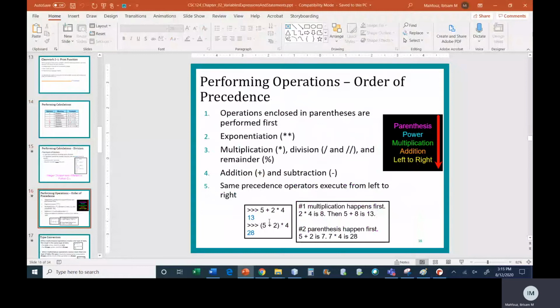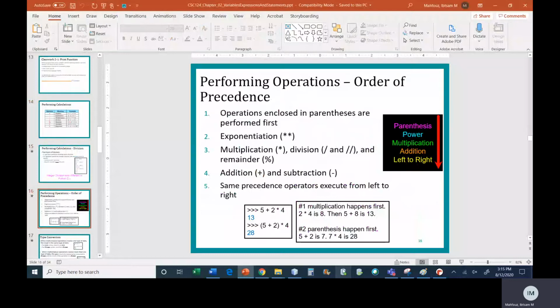So here, let's look at 5 plus 2 times 4. Here we have 5 plus 2 times 4, so the multiplication will happen first. So 2 times 4 gives me 8, and then I have 5 plus 8 is 13. But if I put parentheses around the 5 plus 2, because I put parentheses around it, this will get executed first. So I will get 5 plus 2, which is 7, times 4, I will get a 28. So these two expressions will give me different answers because of the parentheses that I put.